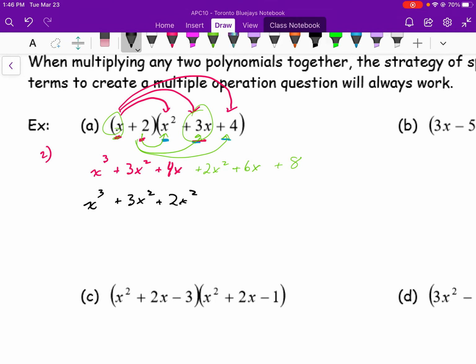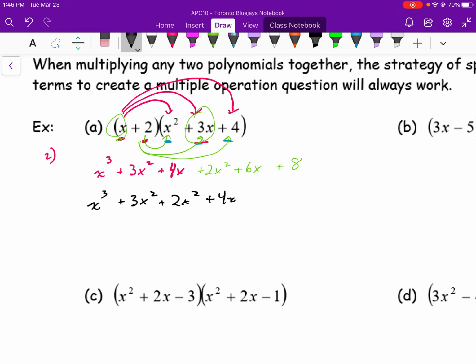Anything that has x squared, I'm going to write side by side. Anything with an x, I'm going to write it side by side. And then the constant over at the end. So this simplifies to x cubed plus 5x squared plus 10x plus 8. There. I should end up, hopefully, with those two being the same quantities.